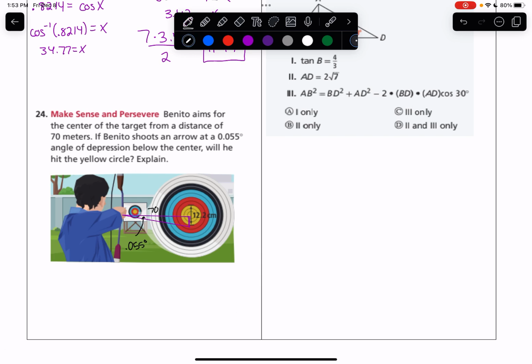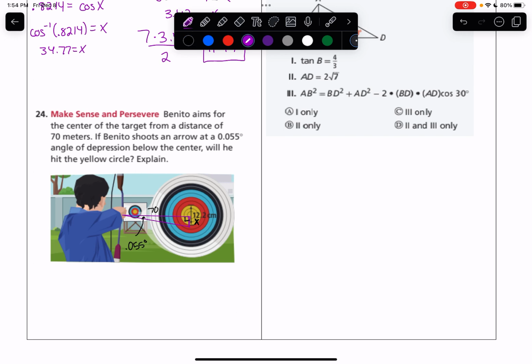Okay, so what we're actually looking for is this opposite side length. We know that the diameter of the target is 12.2, but we don't know how far above or below the target Benito is shooting. That's what we're looking for here. If I'm standing on the 0.055 degrees, I'm looking for the opposite side, and I have the adjacent side, since the right angle in my triangle will be right at the bullseye.